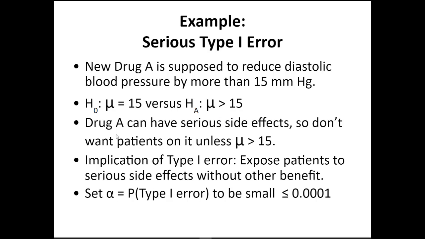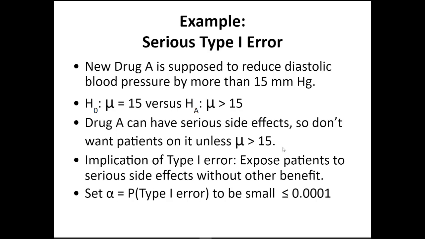So it says drug A can have serious side effects. So you don't want patients to get on this medicine unless it's actually lowering the average blood pressure of these patients by more than 15 units. So the implication of committing a type 1 error, falsely rejecting the null, saying that this medicine actually works, is that you would expose the patients to these serious side effects, and it's not helping them.